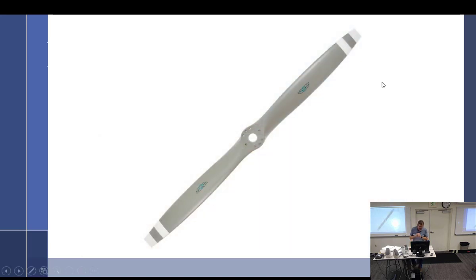All right, let's move on. So, types of propellers. I like this. I'll just tell you what to write now. Types of propellers.